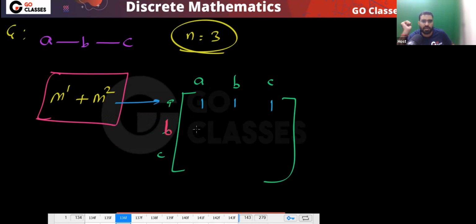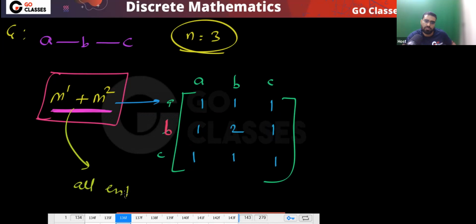length 1 is there, but length 2 is not there. From B to B, there is 2, because you can have this, you can have this. B to C will be 1. C to B will be 1. So you can easily see that this is connected, and in this, all entries are non-zero. So this is correct. Clear?